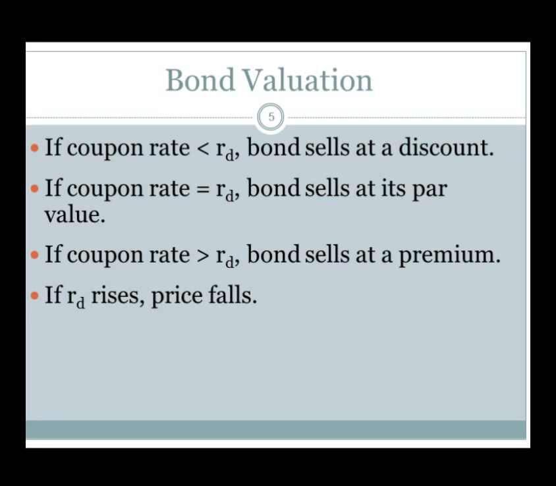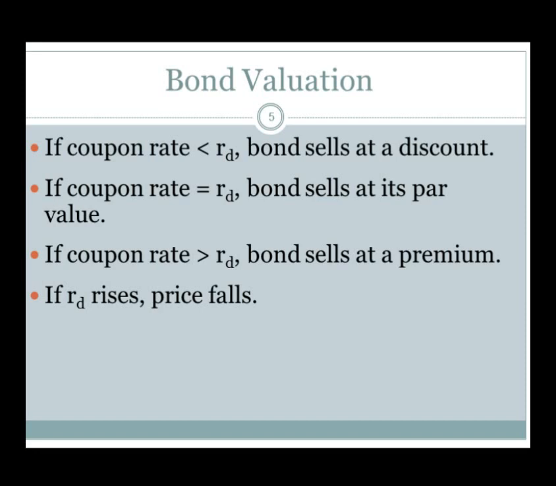And finally, if R sub D, or yield to maturity, rises, prices will fall. There's an inverse relationship between yield to maturity and bond prices. You could think of this in relation to all securities because it works for stocks too. As the rate of return goes up, the prices will fall, and vice versa. As the rates of return go down, the price goes up.